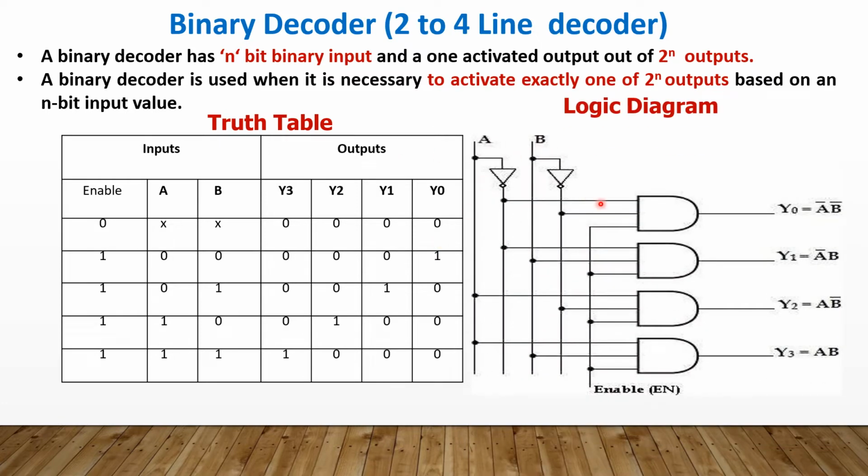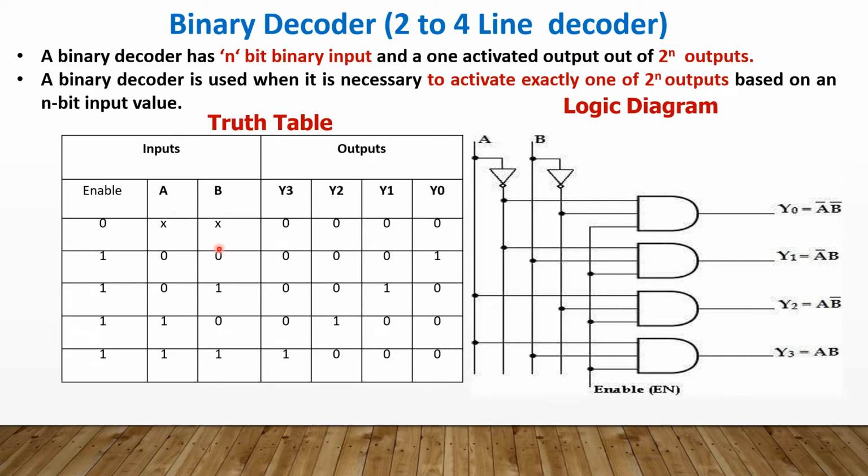And this is the logic diagram for the binary decoder. Here we have the enable input and two inputs A and B, and the outputs are 4, because we are designing a 2 to 4 line decoder: 2 inputs, 4 outputs. When enable is equal to 0, irrespective of the input values, we get all outputs as 0. And once the enable input is activated, it takes the inputs from the A and B terminals.